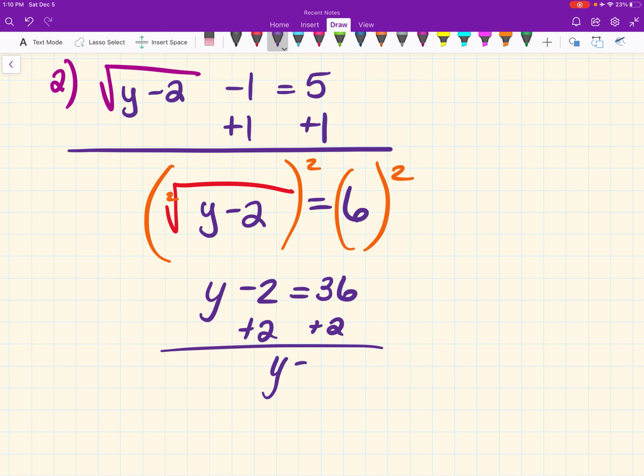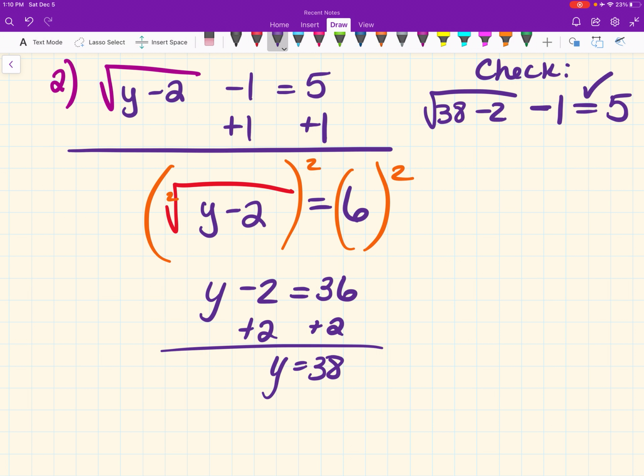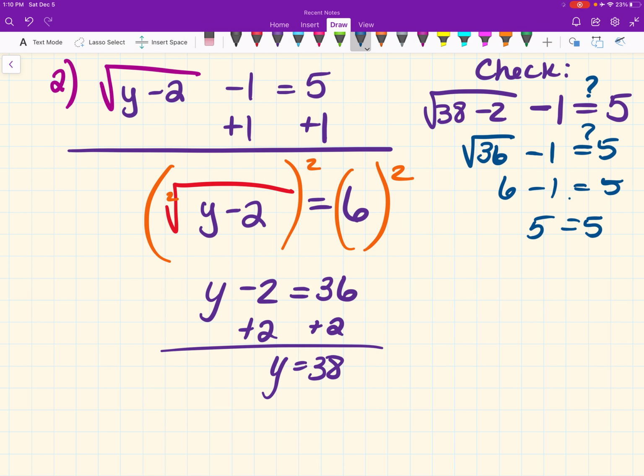It appears that y equals 38. Let's check and make sure that we didn't create a solution that doesn't work. So we have square root of 38 minus 2, minus 1 on the outside, is that the same as 5? And for some of you, you might be able to already get to the answer. But what you're going to get here is the square root of 36 minus 1 equals 5. Is that true? Well, yeah, because it's 6 minus 1 and 5 equals 5. Your checks don't have to be long and laborious, just enough to check yourself. It worked. I'm good. This is truly an answer.